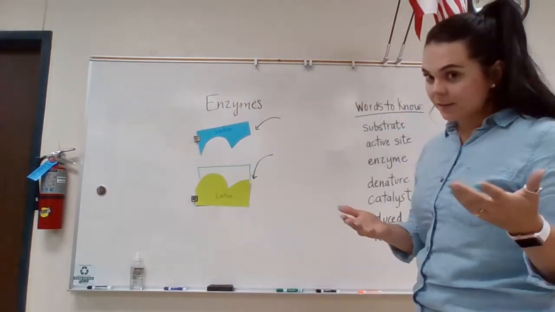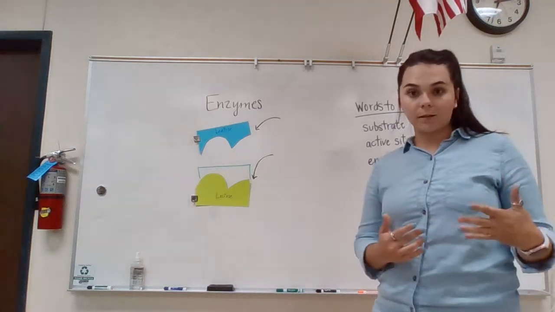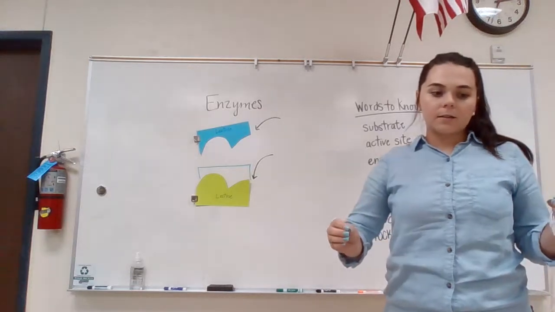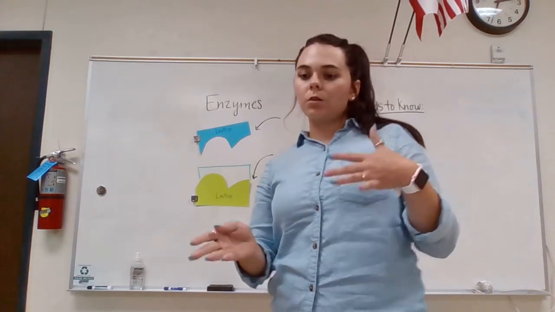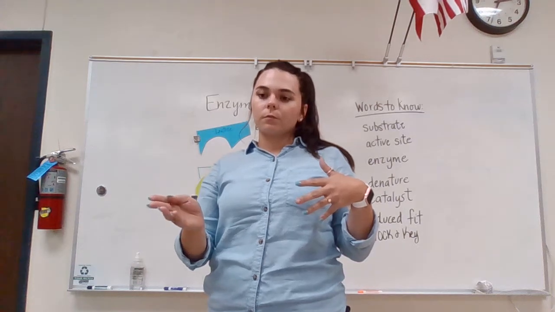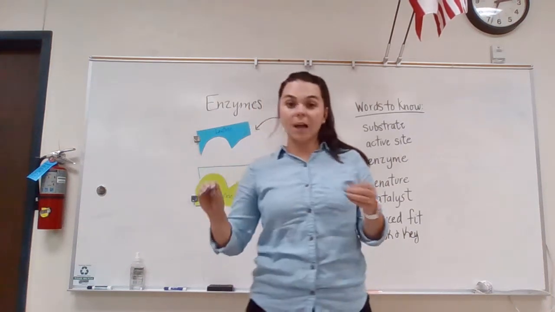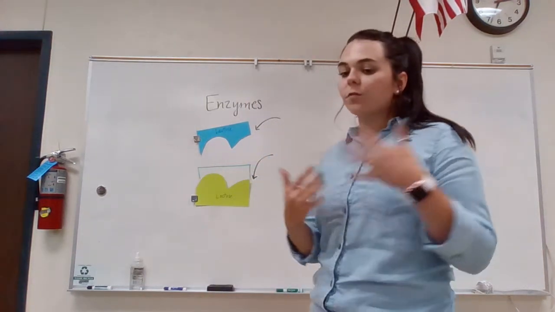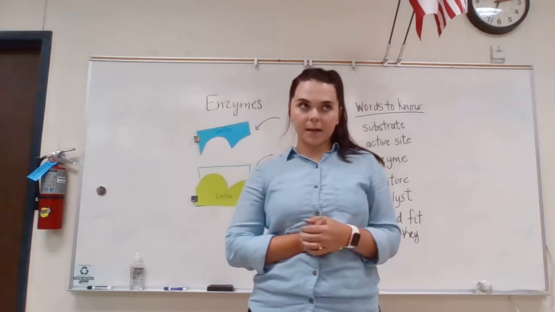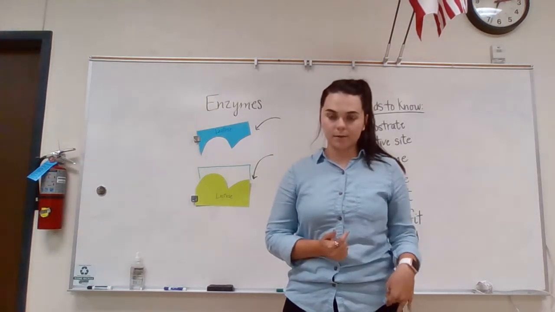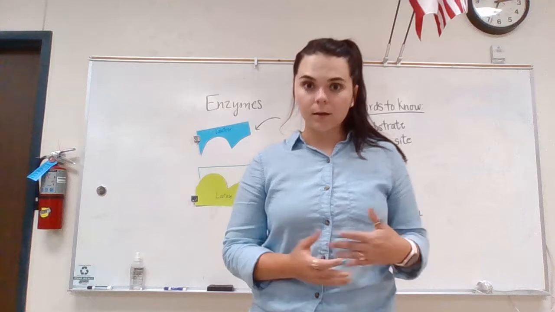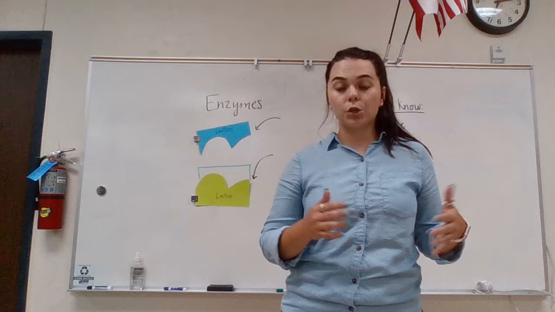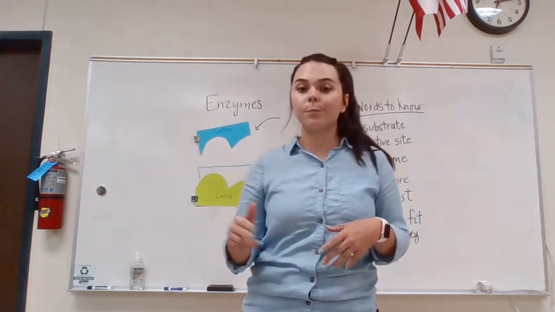So an enzyme, like I said, is a protein, and it's also a catalyst. A catalyst is something that allows the reactions in your body to speed up by lowering the activation energy. For example, we have an enzyme in our mouth and also in our pancreas that's known as amylase. And amylase is the enzyme that breaks down carbohydrates into monosaccharides, or simple sugars.